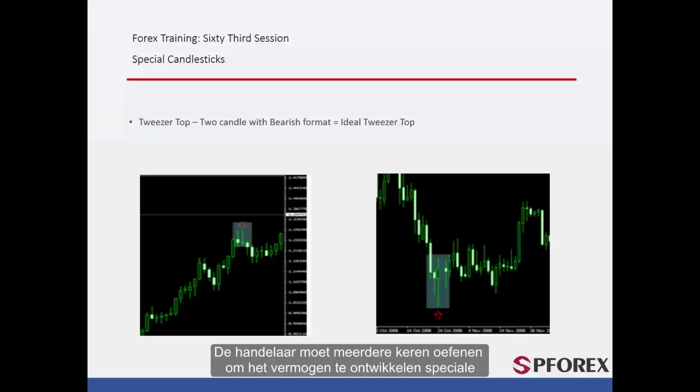Traders must practice multiple times to develop the ability to detect special candles, which have a considerable effect on trend movement. That concludes this session.